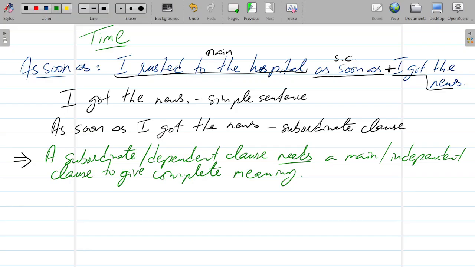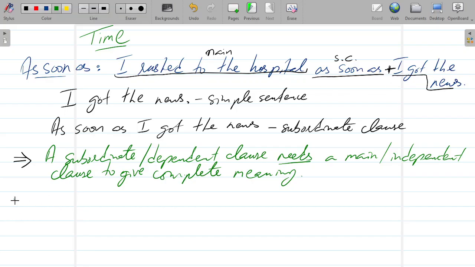Sir, it is making sense. It's the same both ways. Oh, good that you brought it up. So in most cases with complex sentences, I can write the sentence both ways, right? So one is I rushed to the hospital as soon as I got the news.